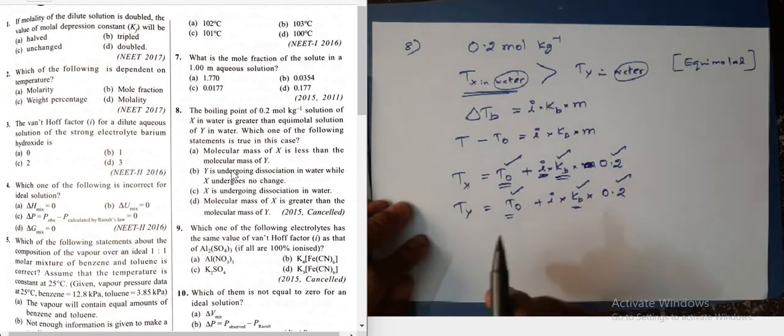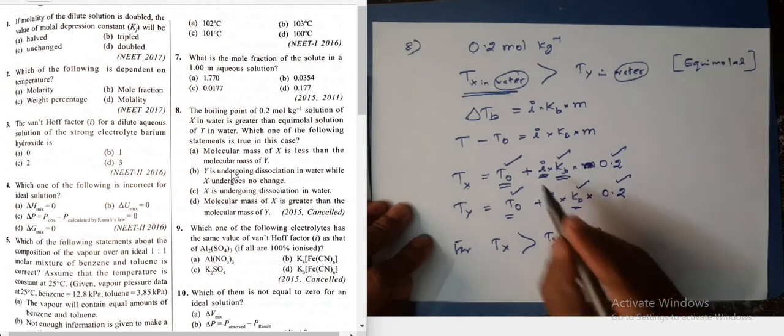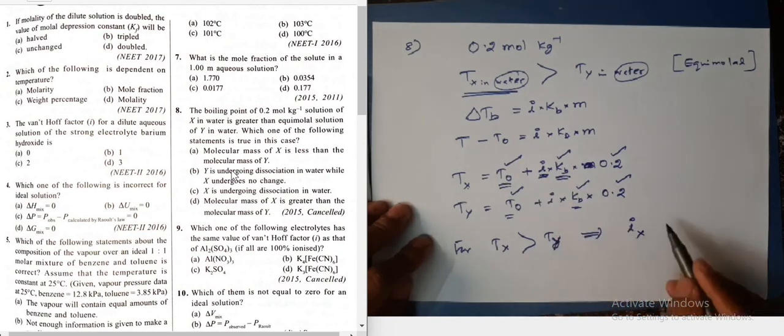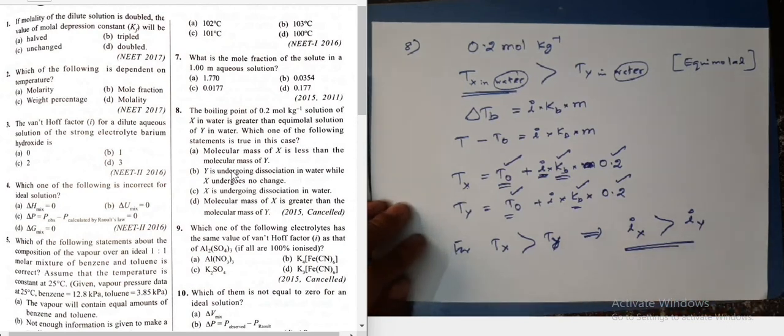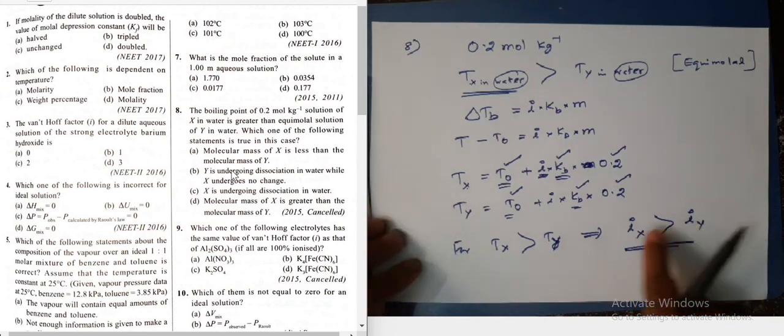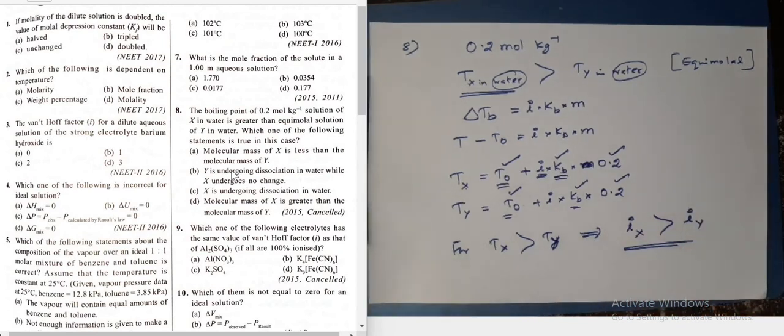Students, observe this carefully. For Tx, the boiling point of X in water, to be greater than Ty, the van't Hoff factor for X should be greater than the van't Hoff factor for Y. Van't Hoff factor greater means X should undergo more dissociation compared to Y. Okay, now I'll go through the options.